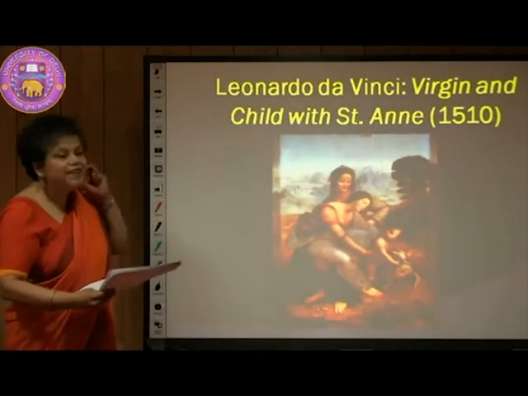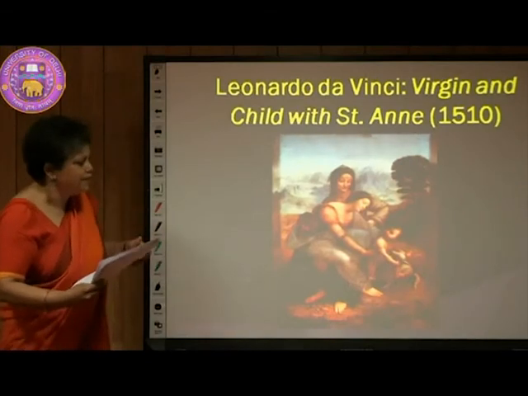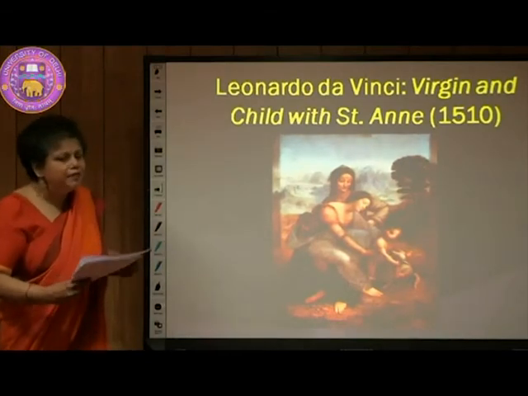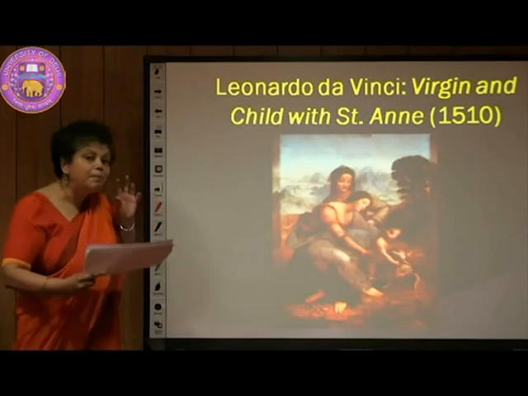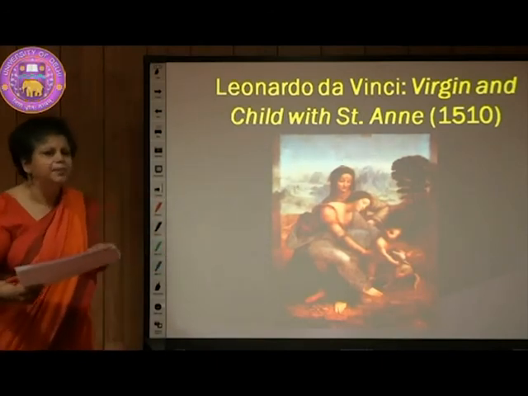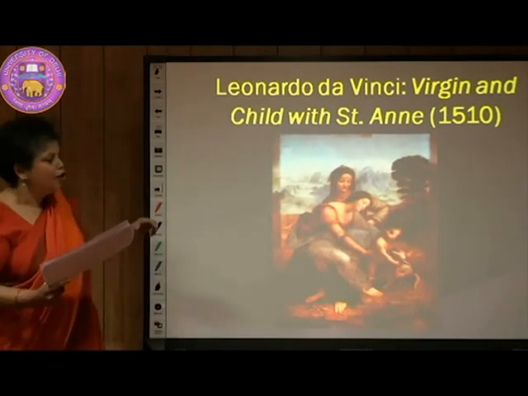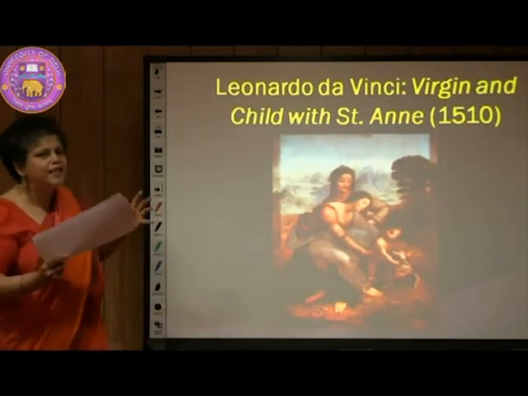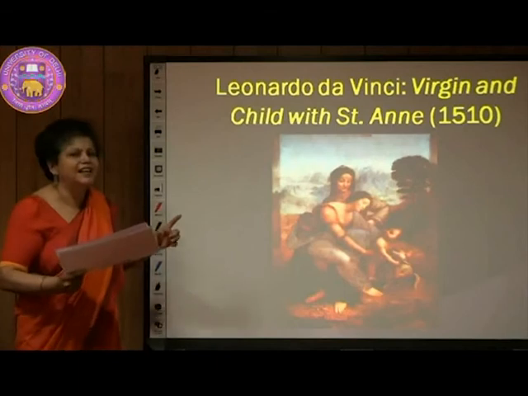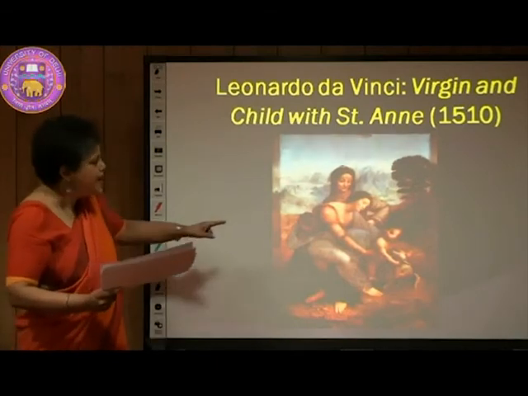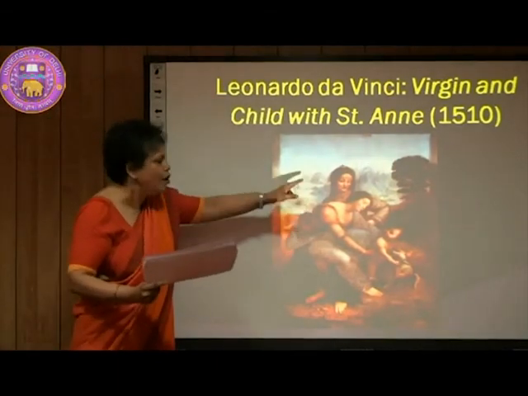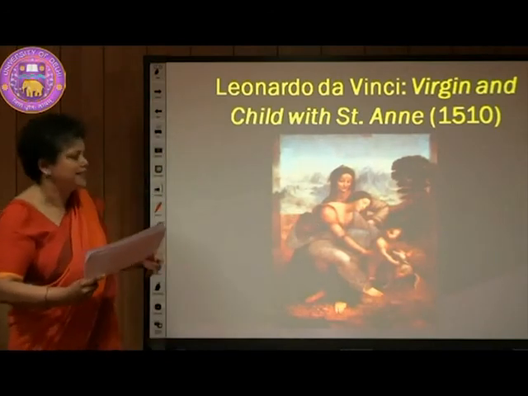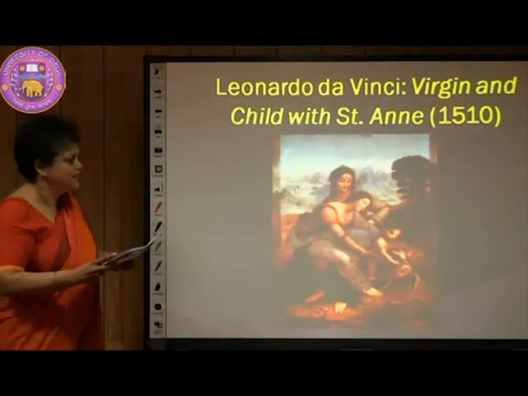Leonardo da Vinci's Virgin and Child with Saint Anne, 1510. Leonardo da Vinci produced very few complete paintings. He was constantly reworking his paintings, never satisfied. Look at the marvelous way in which he's dealing with the problem of placing two adult figures and a child in the same frame. What does he do? He seats the Virgin Mary in the lap of her mother, Saint Anne, who's the Virgin's mother.